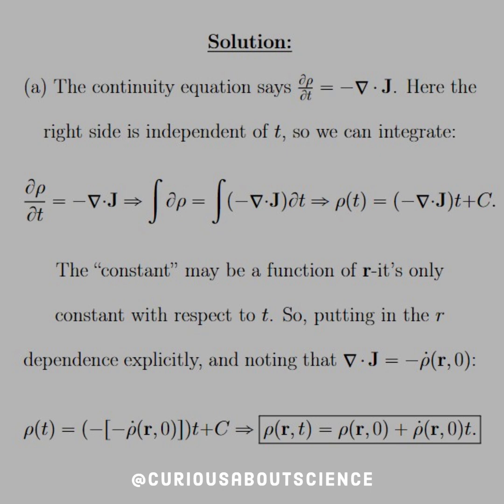So putting in the r dependency explicitly, and noting that the divergence of J is equal to negative rho dot of r at t equals 0, we plug this in and see that rho of t is equal to rho dot times t plus C, where C is dependent on position only, not time, and thus we get this relationship. After the fact, it kind of makes it look easy to understand, but not necessarily easy to show without this. But that continuity equation comes and saves our butts again.